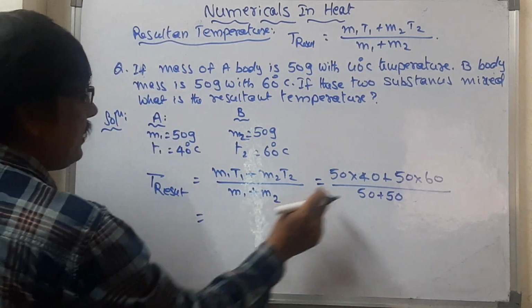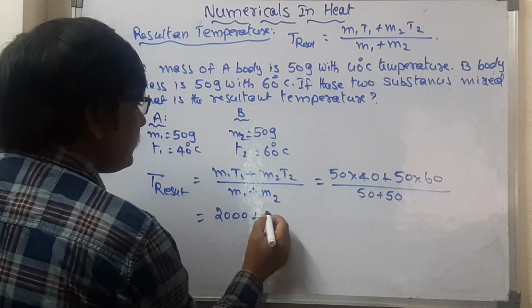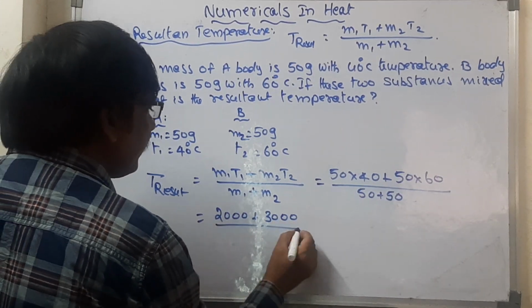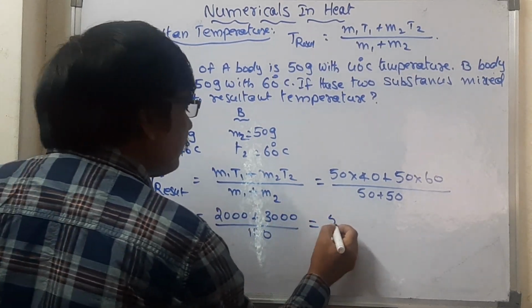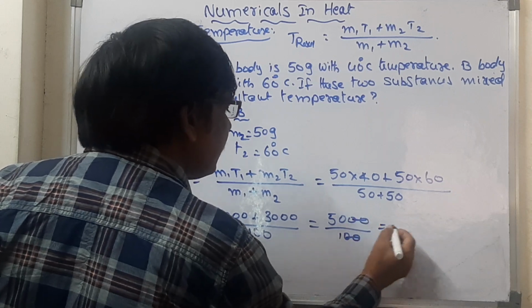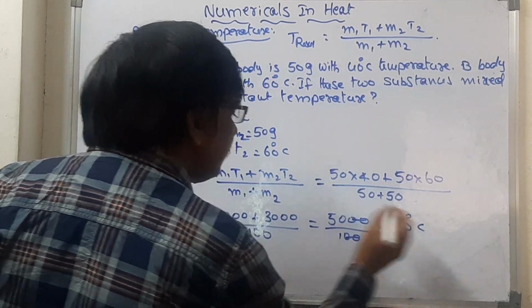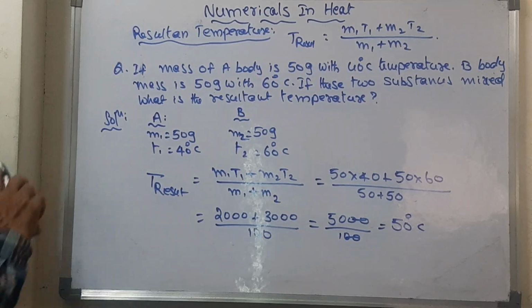So here 4 5s are 20, two zeros, plus 6 5s are 30, two zeros, by 100. Ultimately 5000 by 100. So the two zeros cancel. Ultimately the resultant temperature is 50 degrees Celsius. We can take this as the method. Okay, got it? Right. Take a screenshot of this one. Now let's go for the next one, that is completed, right?